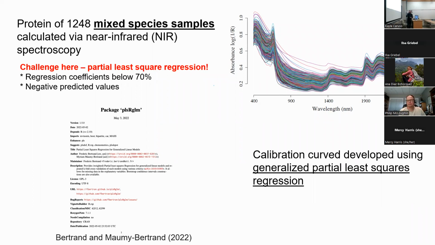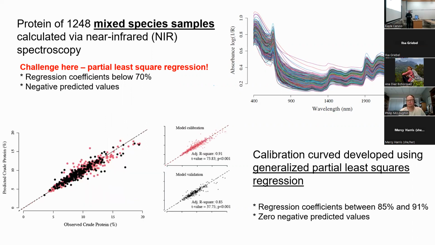In this case, we used generalized partial least squares regressions to predict the protein content in the vegetation. And what we essentially were doing here is giving more flexibility to the models to have a better fit for the data that we collected. And we were actually getting better regression coefficients, between 85 and 91%, and 0 negative predicted values. So you can see here in this figure, this is the calibration of the model, and this is the validation. So both models fit perfectly. I'm not going to go deep into this methodology because there are a lot of statistical mathematical equations behind this. But if someone is interested, I would be happy to talk after the conference or the talk.